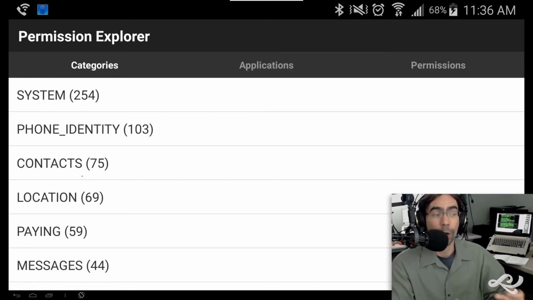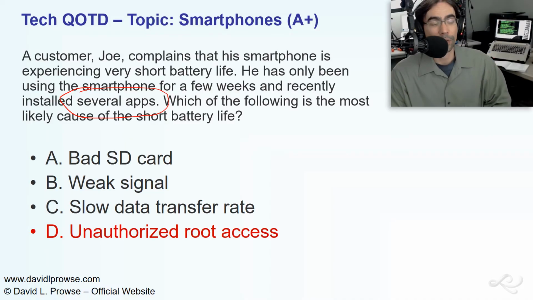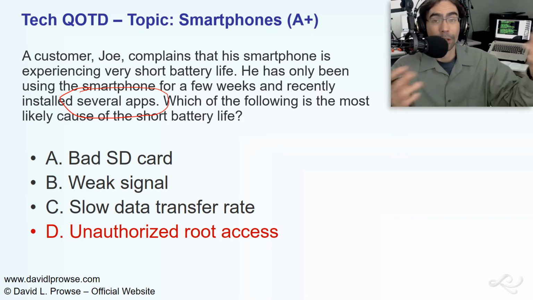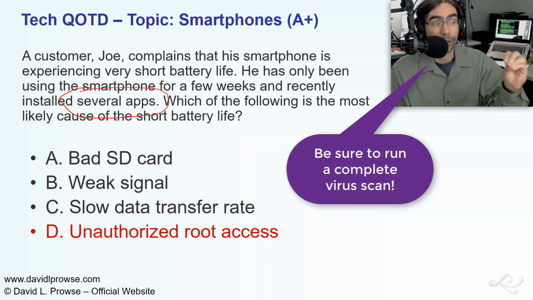Who's using your phone? What apps are using your phone and how? So unauthorized root access is going to be the best answer here. And that could be making the phone do things that the user doesn't want, perhaps sending out emails or making connections to websites or doing something malicious. You don't know. You want to find out, though. And of course, you're also going to want to do a virus scan on this particular device and double check that guy for any malware.